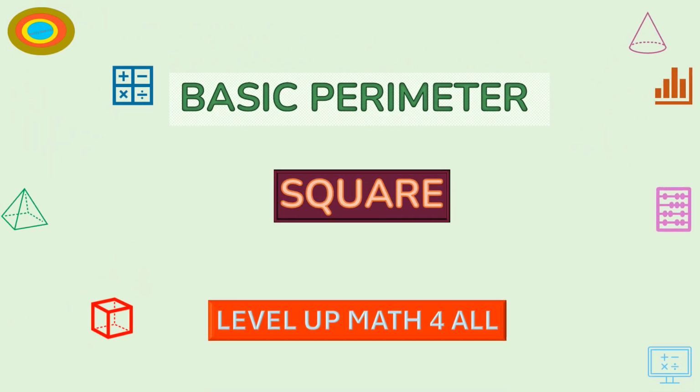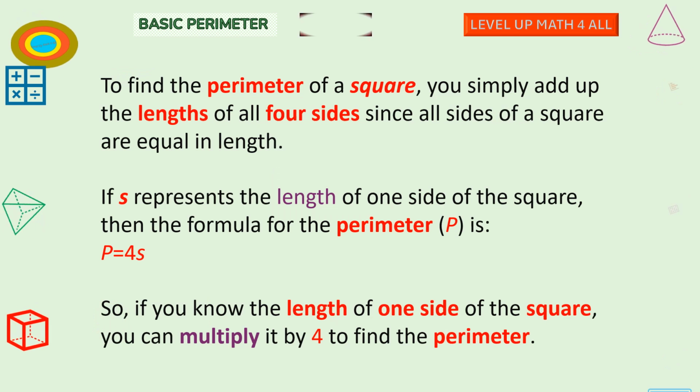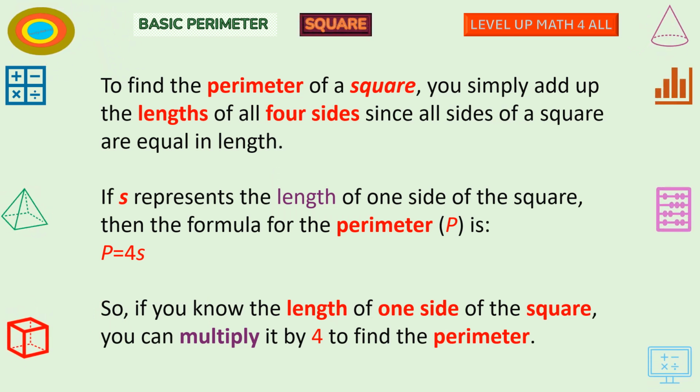Let's find the basic perimeter of a square. To find the perimeter of a square, you simply add up the lengths of all four sides. Since all sides of a square are equal in length, if S represents the length of one side of the square, then the formula for the perimeter P is nothing but 4 times S, that is, the side.